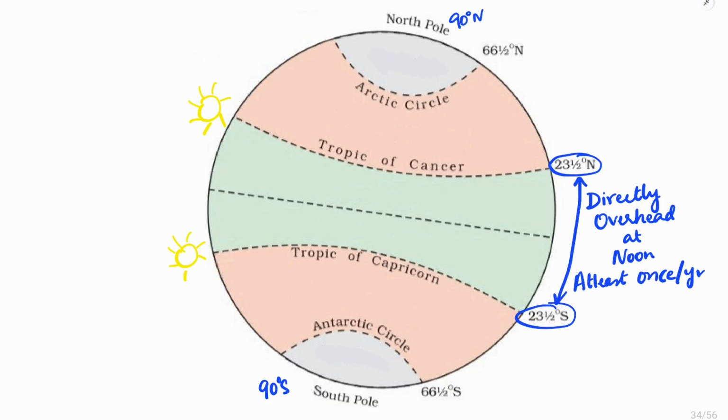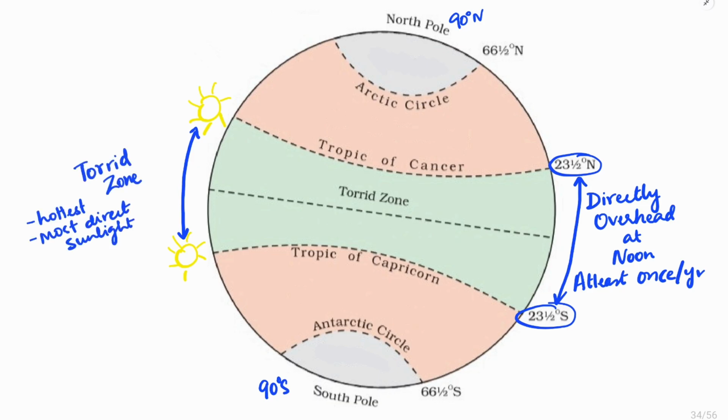This occurs primarily due to the Earth's axial tilt of 23.5 degrees. We will explore this entire concept in detail in the next chapter when we discuss seasons. This area between the Tropic of Cancer and the Tropic of Capricorn is called the torrid zone and is the hottest zone as it receives the most direct sunlight throughout the year.